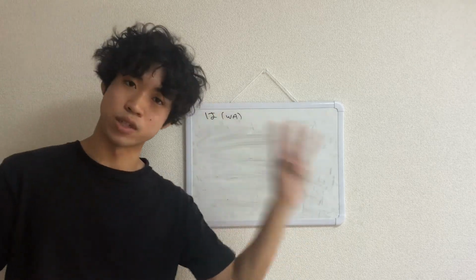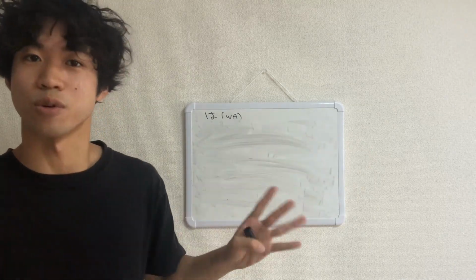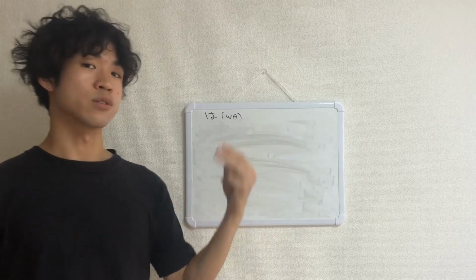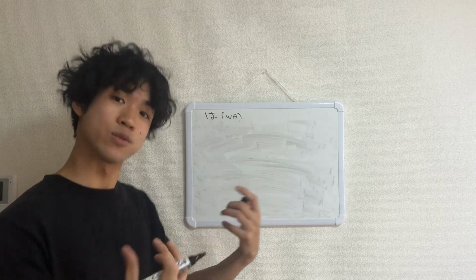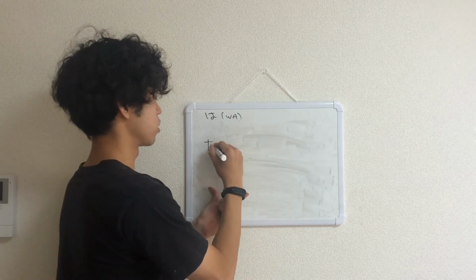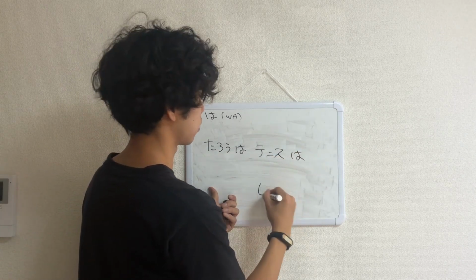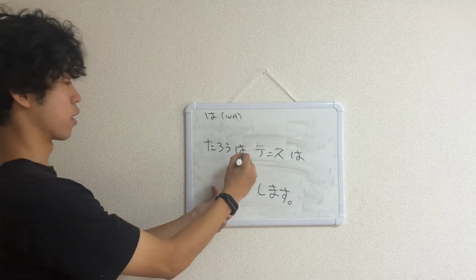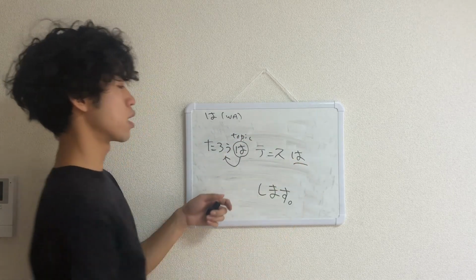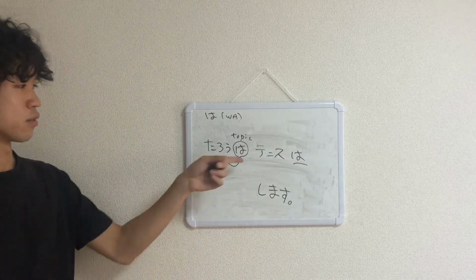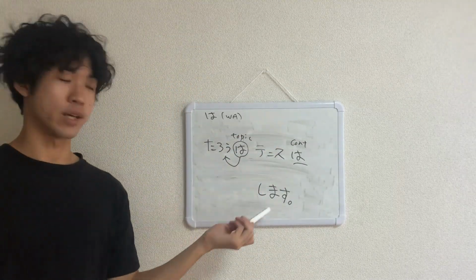But if there are 3 wa's in a sentence, there's no 4. I haven't seen any 4 wa's in a sentence. If there are 3 wa's, the third one is going to be contrastive, most likely. So let's look at the example. Taro wa tenis wa shimasu, right? Taro is a Japanese name. Wa, tenis wa shimasu. Okay, so this first wa is a topic marker. Tenis wa shimasu. So this is topic, this is contrastive.